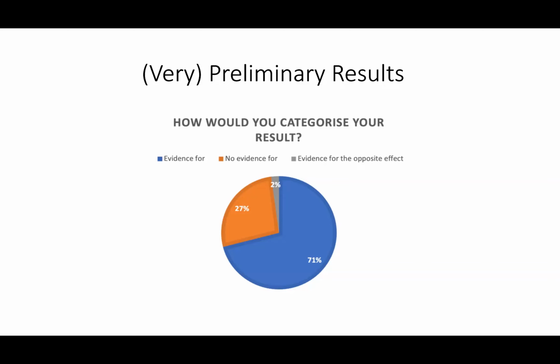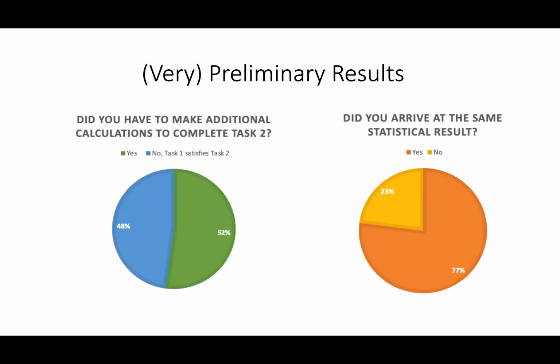So in the multi-analyst approach, the analyst tries to take the best path. Not like in multiverse analysis, where you can try any kind of path. If our analysts took the best path according to their knowledge, then more than one quarter of the results show no evidence, or some analysts found evidence for the opposite effect. And that's about conclusions. But when the question was whether they came up with the same statistical results, it's fairly similar. Around one quarter of the results are statistically different.